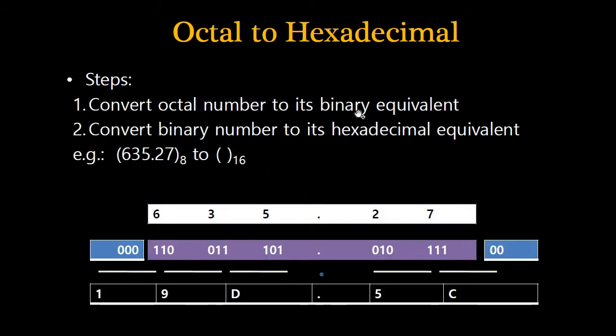Octal to hexadecimal. Here we will convert the number in two steps. The very first step says that we will first convert the octal number to its binary equivalent, as we have done before, and then we will convert the binary equivalent number to its hexadecimal equivalent. Now we are taking a number 635.27. As there is a fraction point, we will first convert this octal number to its binary equivalent.